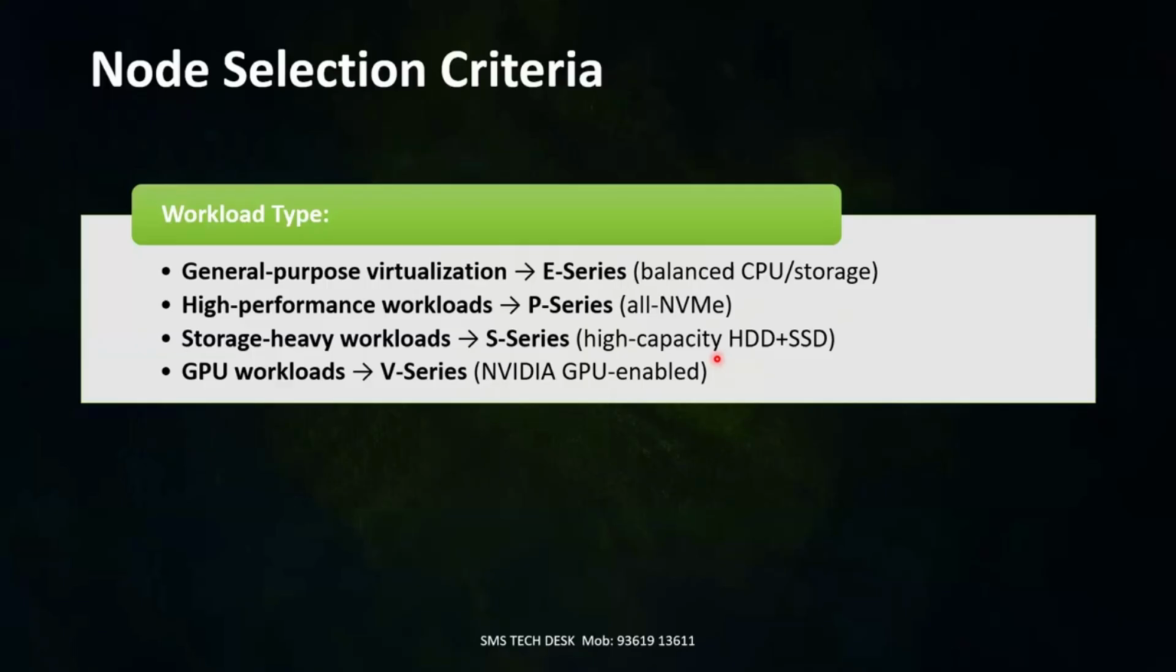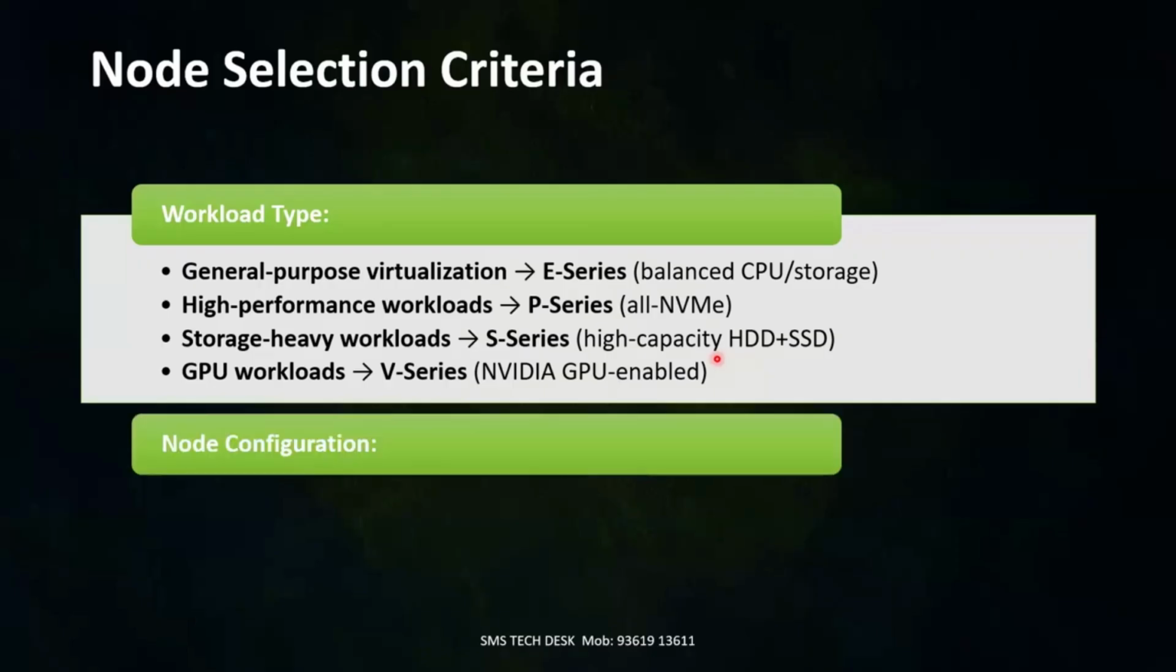These are some examples I've given. It doesn't mean that I have included all the options for the node selection criteria of workload type. There are a lot of examples available, but I've given some examples of how to select nodes using the workload type.